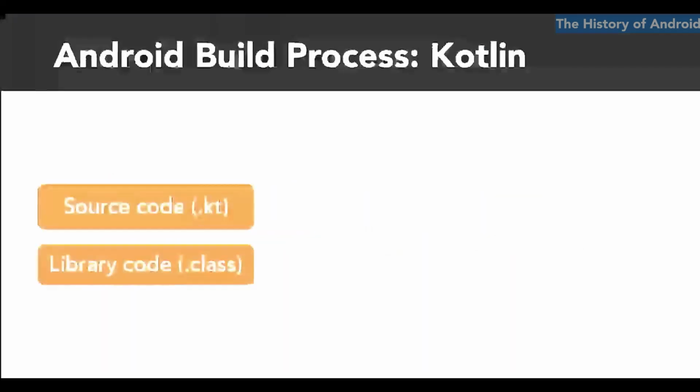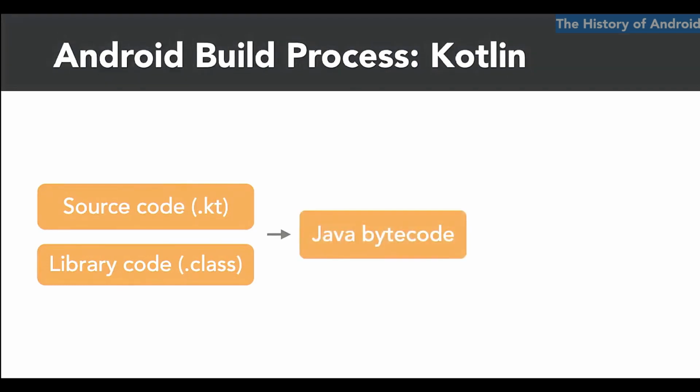When you program in Kotlin, you're taking your source code, and Kotlin classes end with .kt instead of .java, and once again your library code. All that code is compiled together and turned into Java-based bytecode, and then from there into DEX bytecode. At the end of the day, the device itself doesn't care whether you programmed in Java or in Kotlin. They both turn into DEX-based bytecode, which is installed on the device and then interpreted for that device.